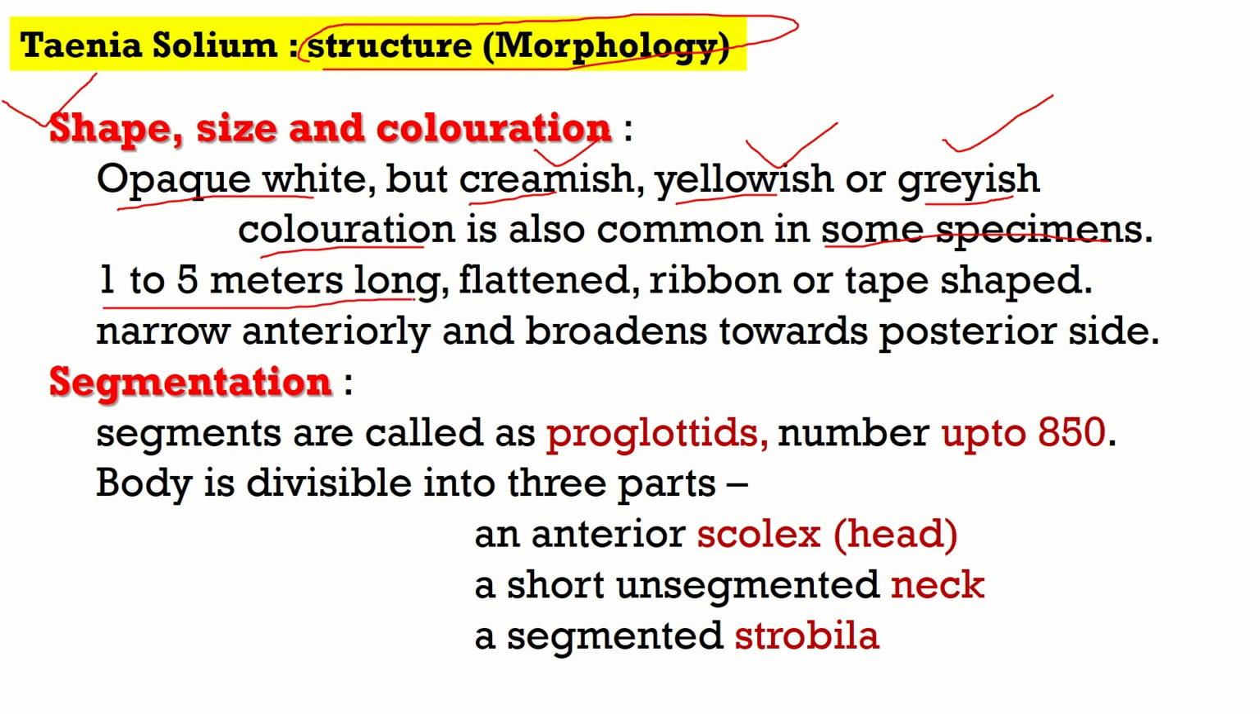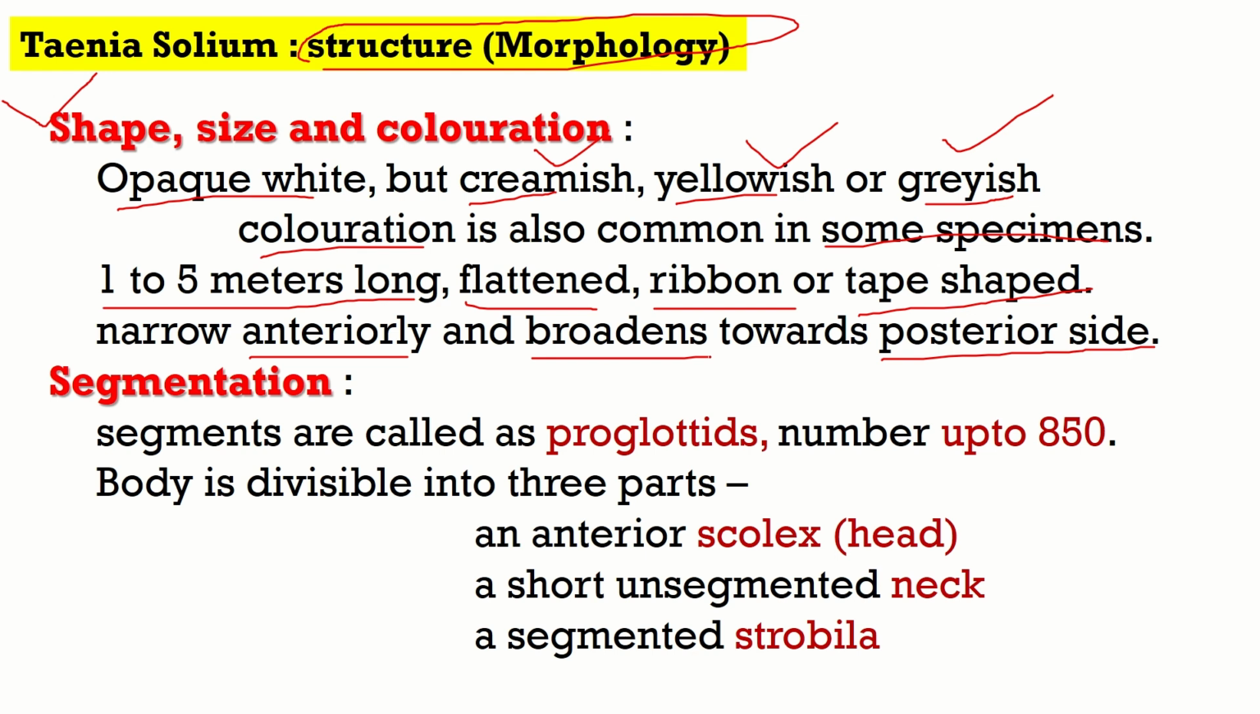The body is 1 to 5 meters long, flattened, ribbon-like or tape-like. The elongated body is extremely narrow towards the anterior end, while the posterior side is wider or broader. So the body is extremely narrow anteriorly and gradually broadens towards the posterior end.